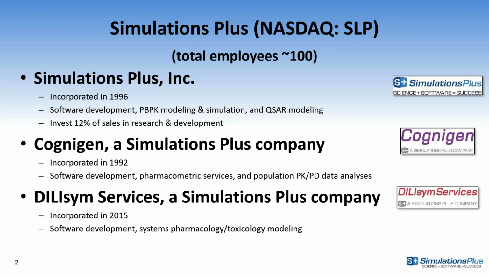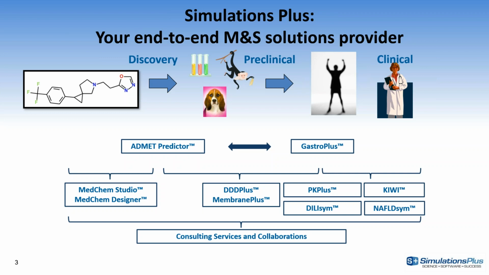Simulations Plus covers end-to-end modeling and simulation solutions. So we can start in early discovery with our product ADMET Predictor, along with MedChem Studio, which can analyze data sets, high-throughput screening data sets, and help winnow those down to selected hits that can then be expanded into leads. And of course, as you go along, it's very important to take a look at the ADMET properties and predict ADMET properties, as well as measure them experimentally once you've synthesized the compounds, and then filter them together.